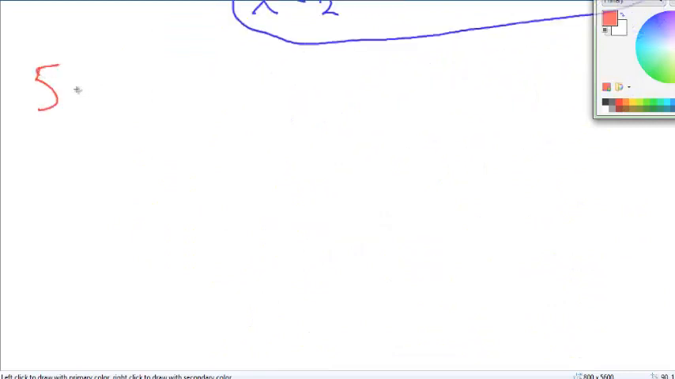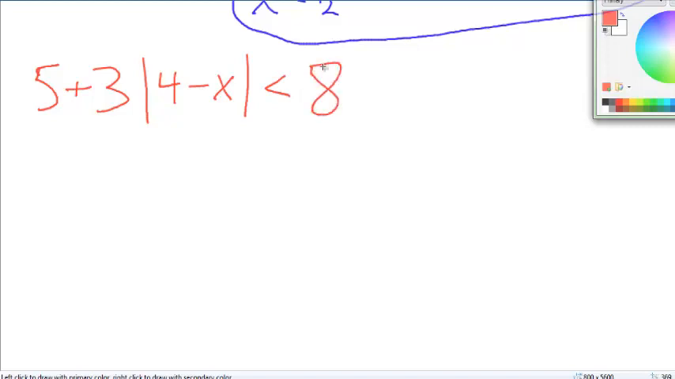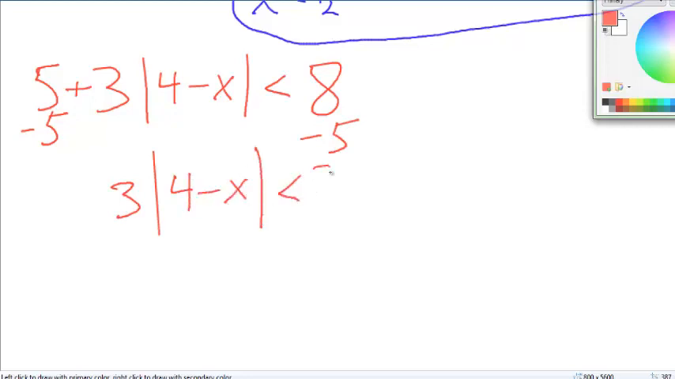5 plus 3 times the absolute value of 4 minus x is less than 8. So when we do this, what do we do first? We've got 5 plus 3 times this. Order of operations would be multiplication first, then addition, so we do the reverse of that. We're going to subtract 5 first and get 3, absolute value of 4 minus x is less than 3.